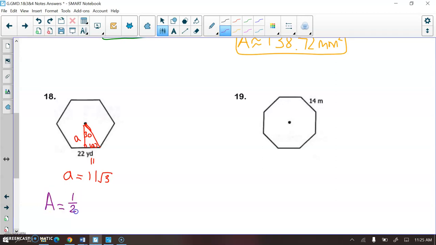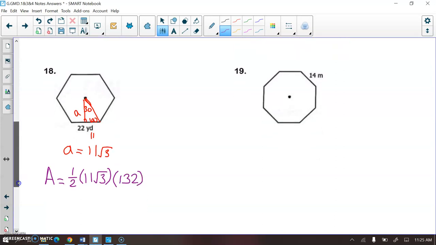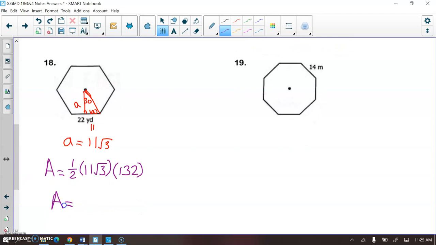All right, so now I have enough information to find my area. I have 1/2 times my apothem, which I'm just going to leave as 11√3. I'm going to keep my area in exact format on this one, times my perimeter. 22 times 6 gives me 132. So then I do the 132 times the 11 divided by 2 to get 726, and then I just tack on that √3 yards squared.